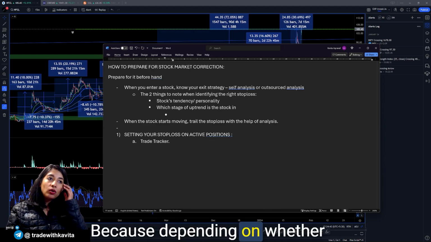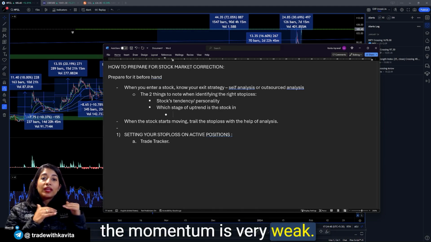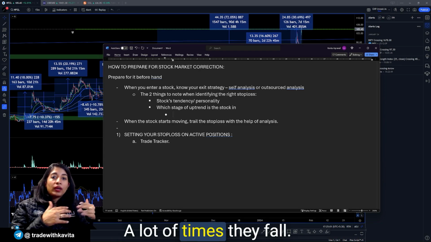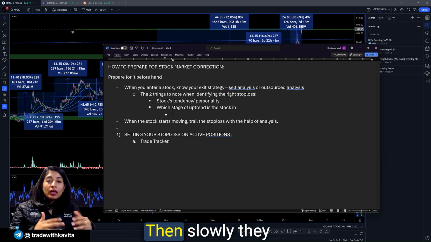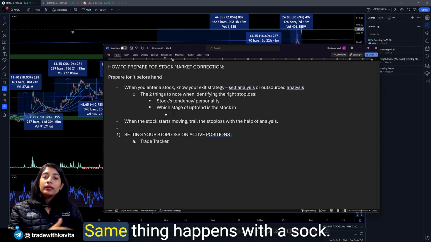Why? Because depending on whether the stock is in the beginning stage of the uptrend where the momentum is very weak. So just like when a child is trying to learn how to walk, you will see they try to get up. A lot of times they fall, they try to stand, they fall. Then slowly they learn how to stand, they learn how to walk, then they learn how to run. Same thing happens with a stock.